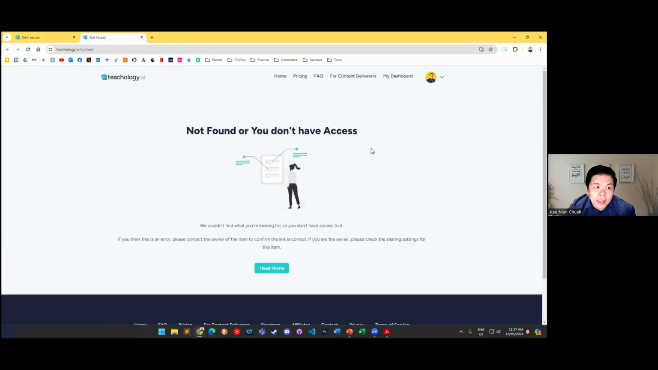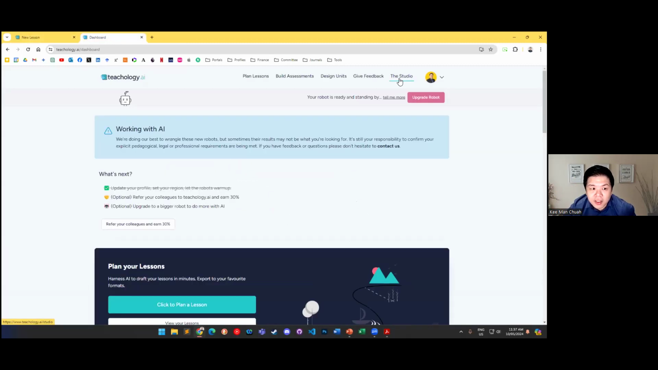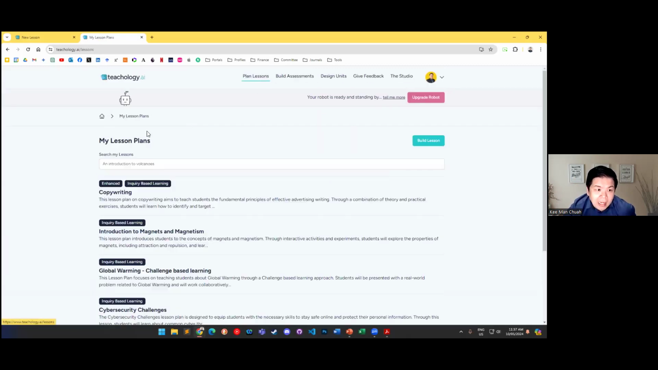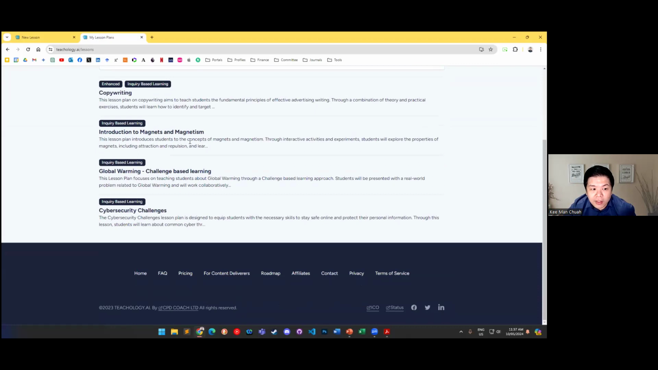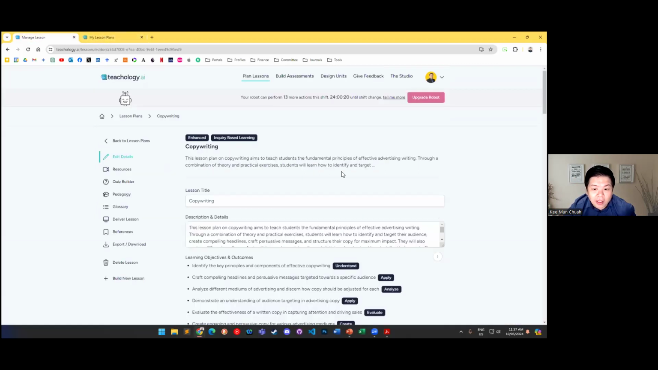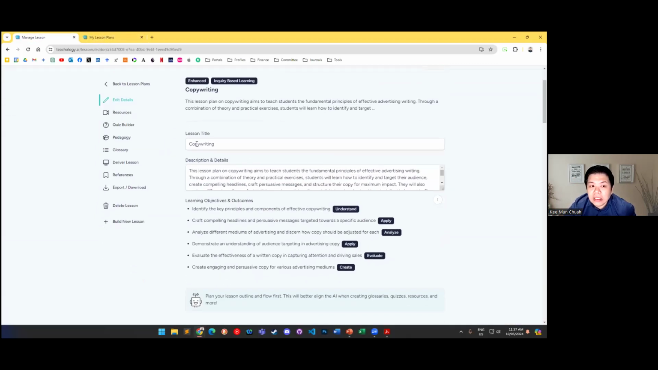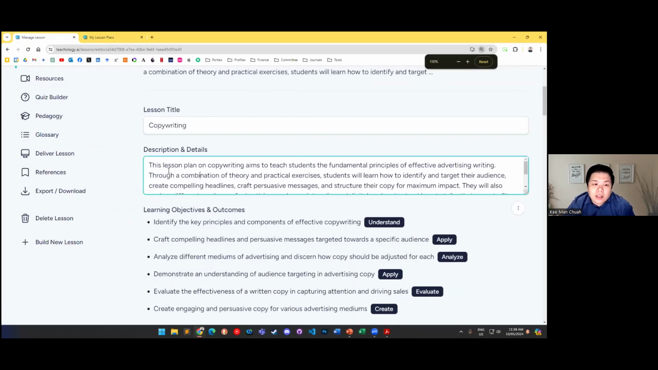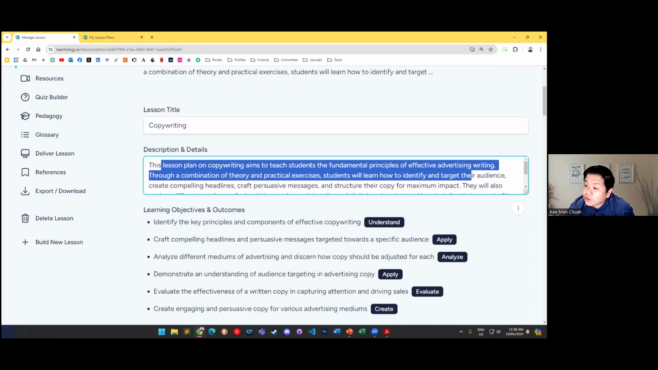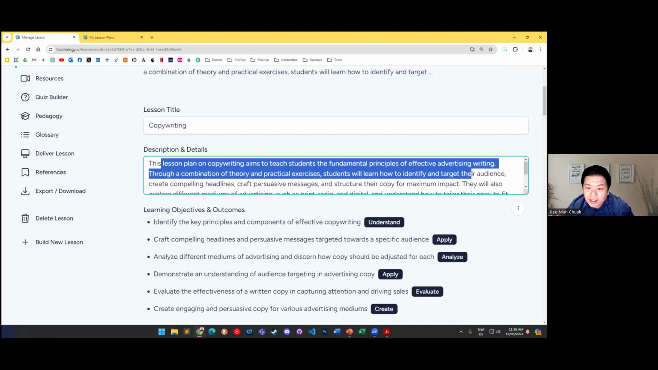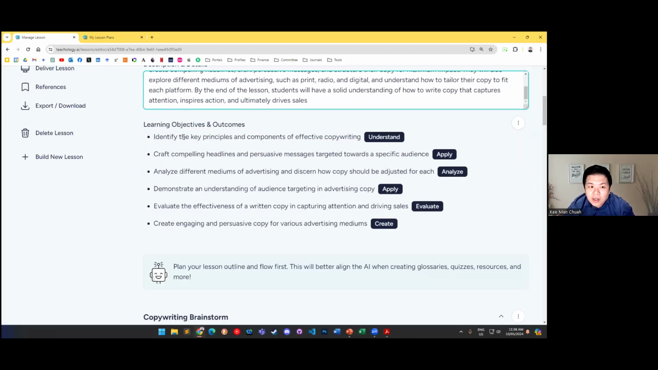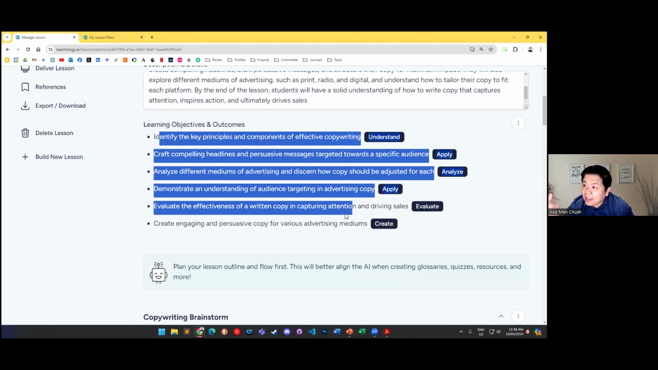I can show you what I have as well. If I go to my dashboard, my plan lesson right here, then you can see some other topics that I have now. You can see lesson title, copywriting. I'm going to zoom in a bit. Then it will give you the description. If you have your own description, everything, please put it, don't rely on AI. Then you can see the outcome here. This one is I asked AI to generate for me. In your case, you shouldn't do this. You should put in your own LO.